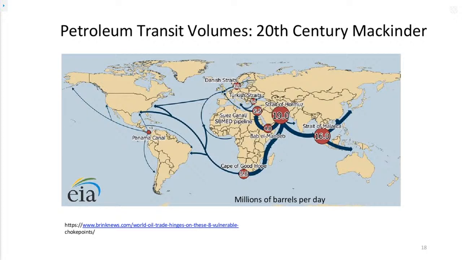But from Mackinder's time on through Brzezinski's time, the geopolitics really focused on the movement of oil. Coal may have started this, but oil was what dominated the thinking of geopolitics through the 20th century. And this is just a map that the Energy Information Agency produced to show that for the modern Mackinders, you look at choke points like the Strait of Hormuz and the Malacca Strait and the Suez Canal and the Cape of Good Hope as determining what national security priorities are and what energy security priorities are in particular.